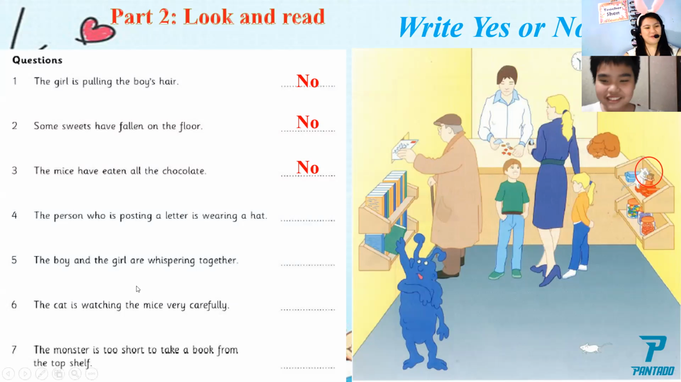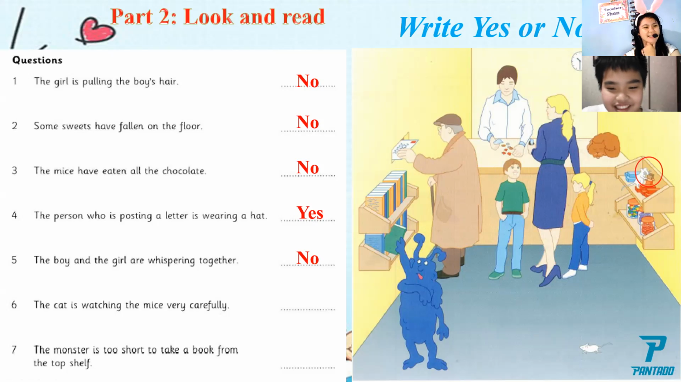Now for number four. The person who is posting a letter is wearing a hat. Yes. All right. It's a yes. Now, can you read the number five? The boy and the girl are whispering together. Is it yes or no? It's no. All right, it's no.